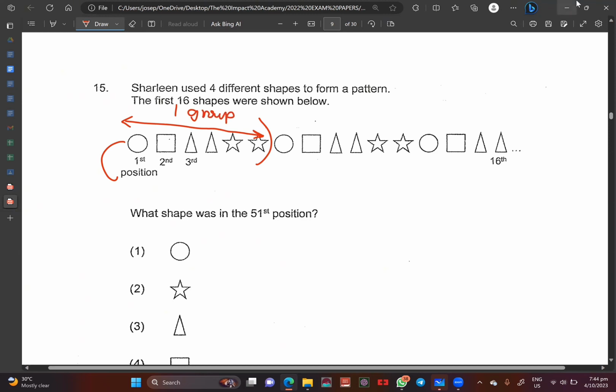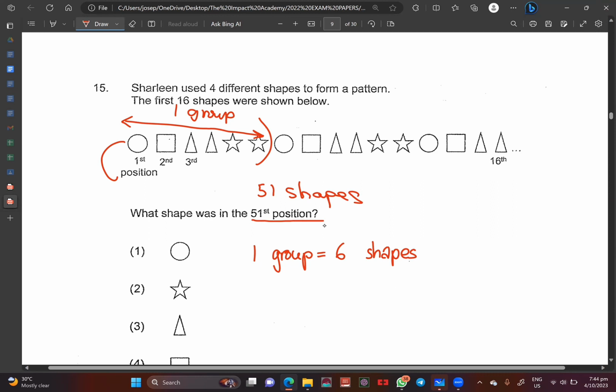So what I'm going to say is this, one group is actually equal to how many shapes? 1, 2, 3, 4, 5, 6, 6 shapes. Am I making sense here? Now, when they say which shape was in the 51st position, that means to say they have 51 shapes. You agree so far? Okay, they have 51 shapes. Is that something that you can understand? Yeah. Okay, so now all I need to do is to try to get to 51.